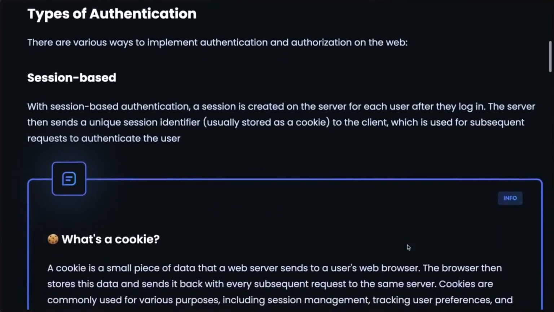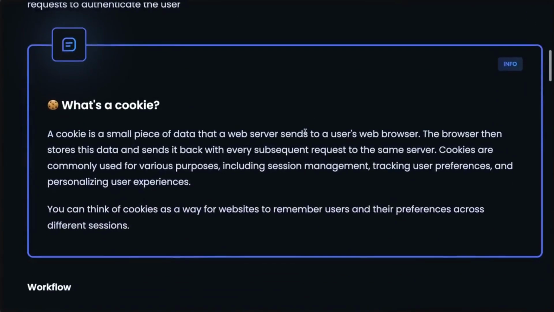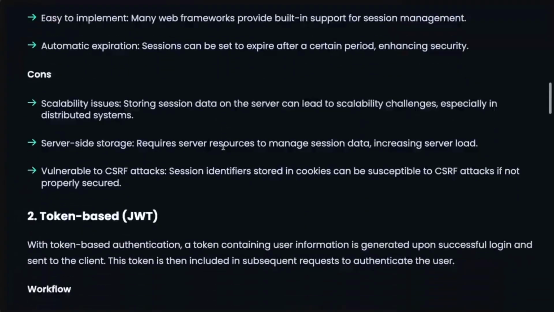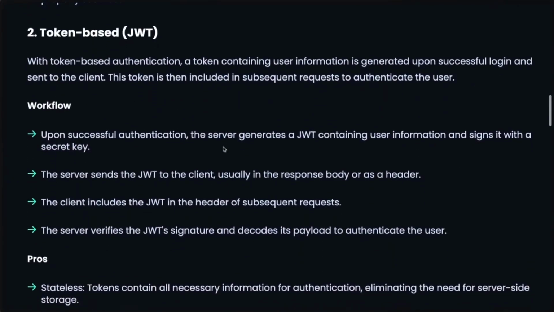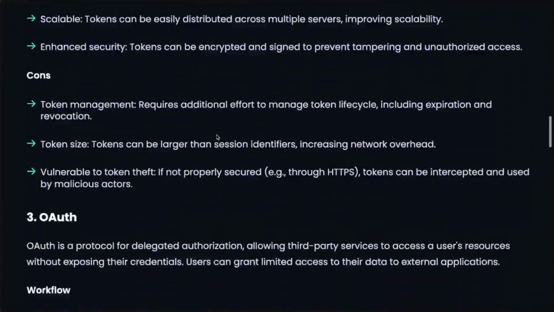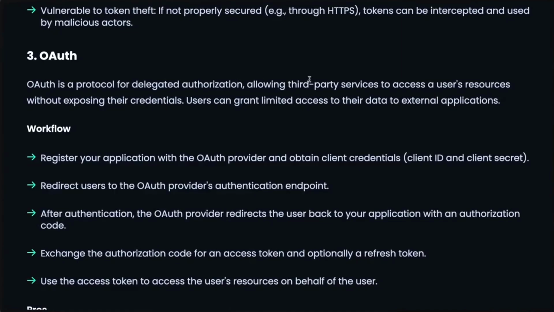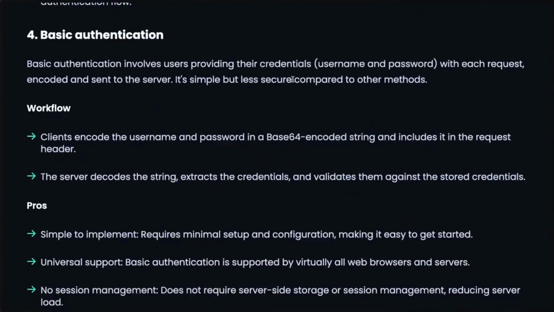There are different types of auth, such as session-based, usually stored in a cookie, and here's a workflow of how you can implement it alongside the pros and cons. There's also the token-based or JWT authentication, which also has its own pros and cons. There's OAuth, allowing you to delegate authorization to third-party services, such as Google, GitHub, and so on. And there's basic auth with username and password.